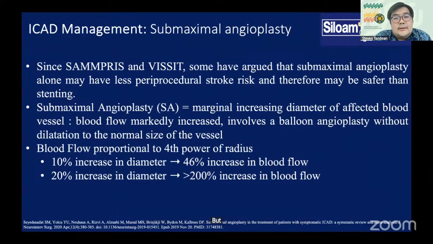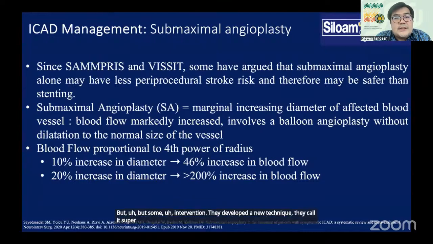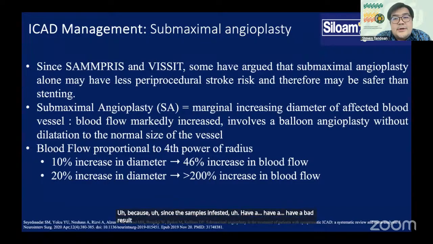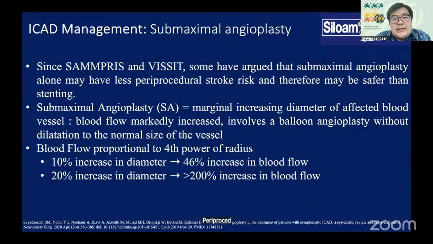But some interventionists developed a new technique. They call it submaximal angioplasty. Since the SAMMPRIS and VISSIT trials had bad results, they argued that submaximal angioplasty may have a lower periprocedural stroke risk and be safer than stenting. So what is submaximal angioplasty? It is a marginal increase in the diameter of the affected blood vessel, with markedly increased blood flow, involving balloon angioplasty without dilatation to the normal size.